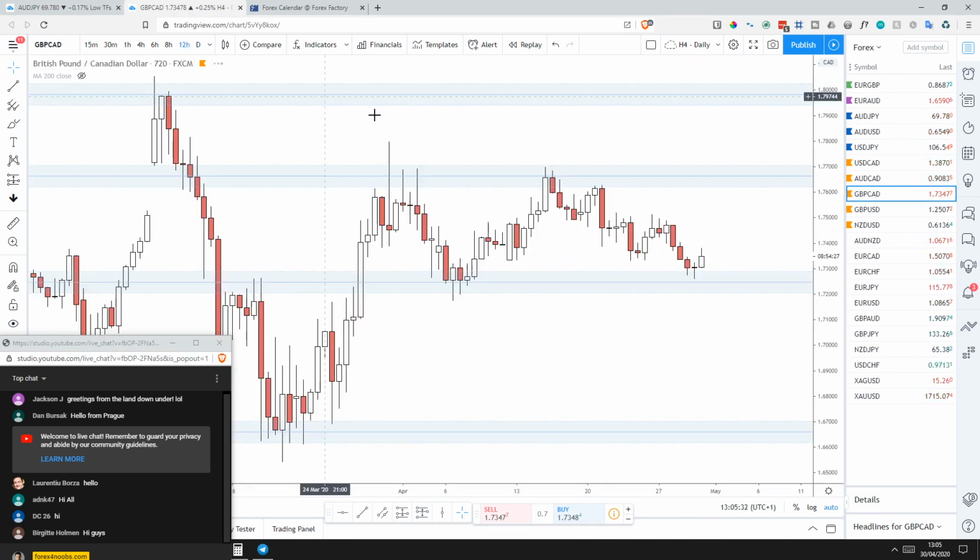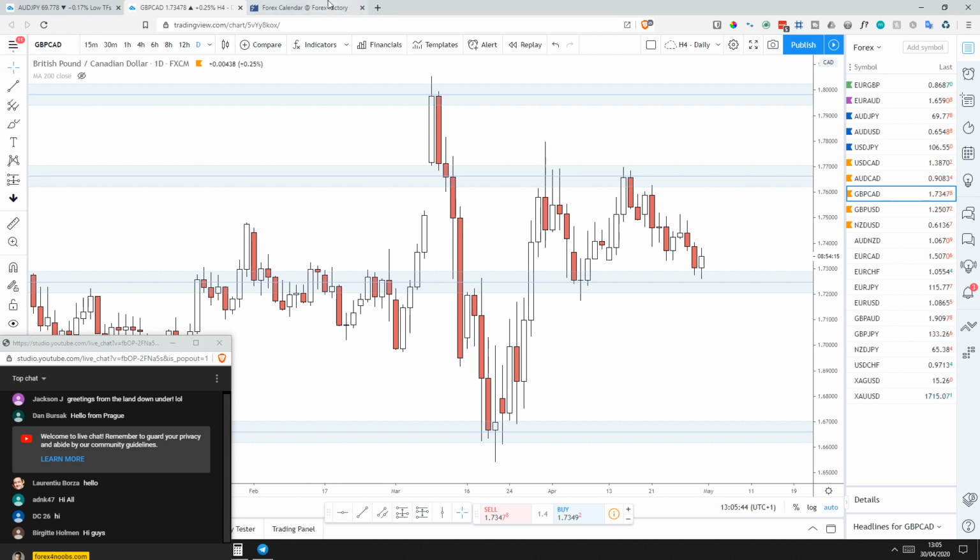GBPCAD, there was a long here technically this morning, which already triggered on the 12-hour. It's not a great long trade, guys. I was waiting for the daily, and even on the daily, it wasn't fantastic. It was a bit late for the daily.